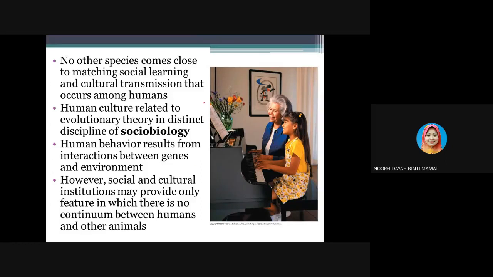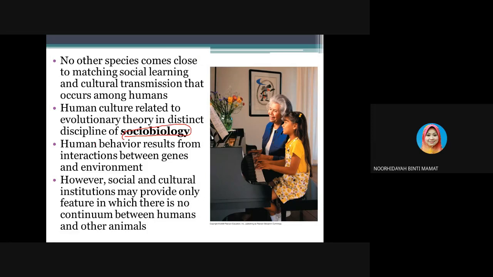Okay, so no other species come close to matching social learning and cultural transmission that occurs among humans. Okay. So, human culture is related to evolutionary theory in the distinct discipline of sociobiology.